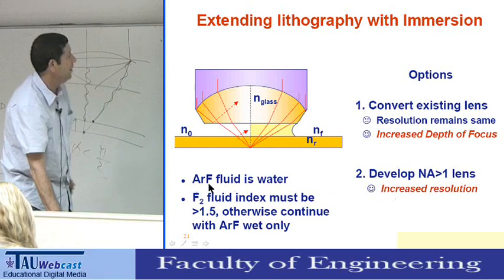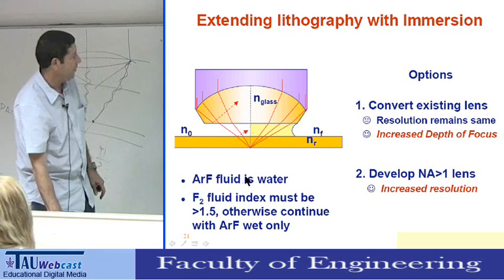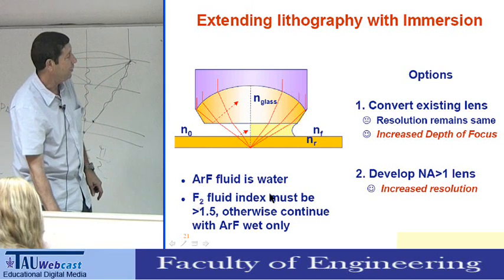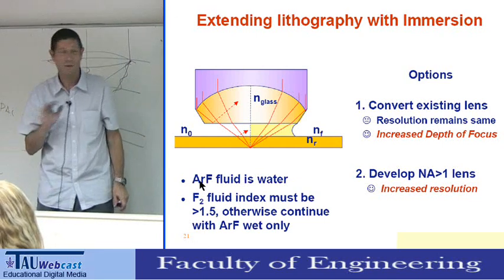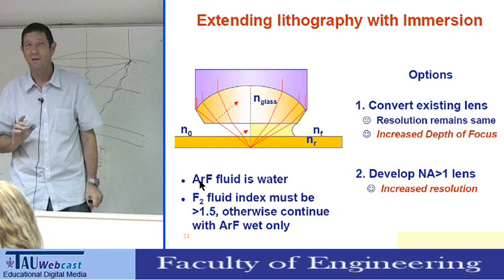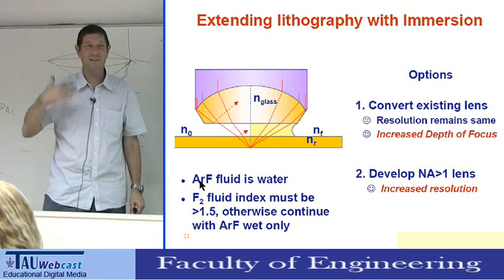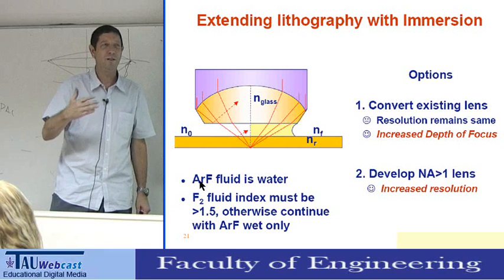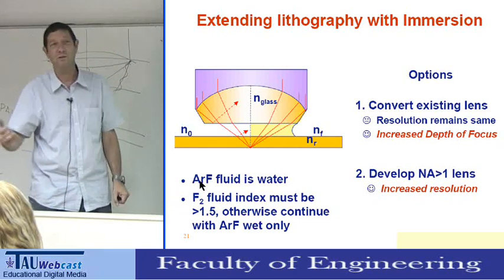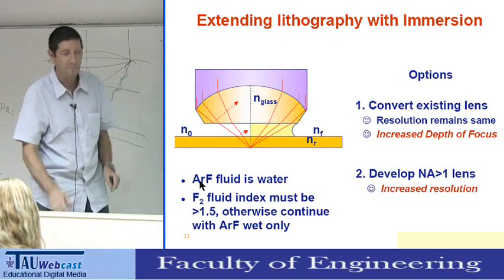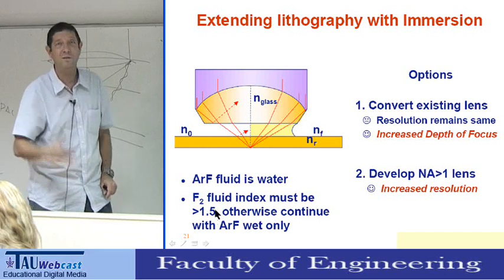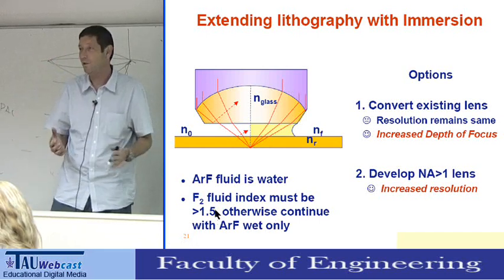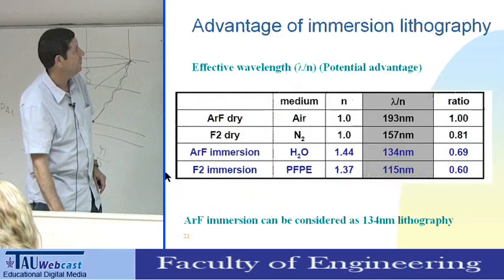For example, for argon fluoride, the fluid is typically water. With F2, the fluid index must be bigger than 1.5, otherwise there is no point in continuing. Argon fluoride, to remind you, is 193 nanometer. Fluoride is 157, but it's very expensive and very slow. So in order to get improvement and to use F2 lasers, people have to invent optics with numerical aperture more than 1.5 to make it cost effective. You don't want to invest a lot in a new technology which will be almost the same as the old technology. So this is a question now.